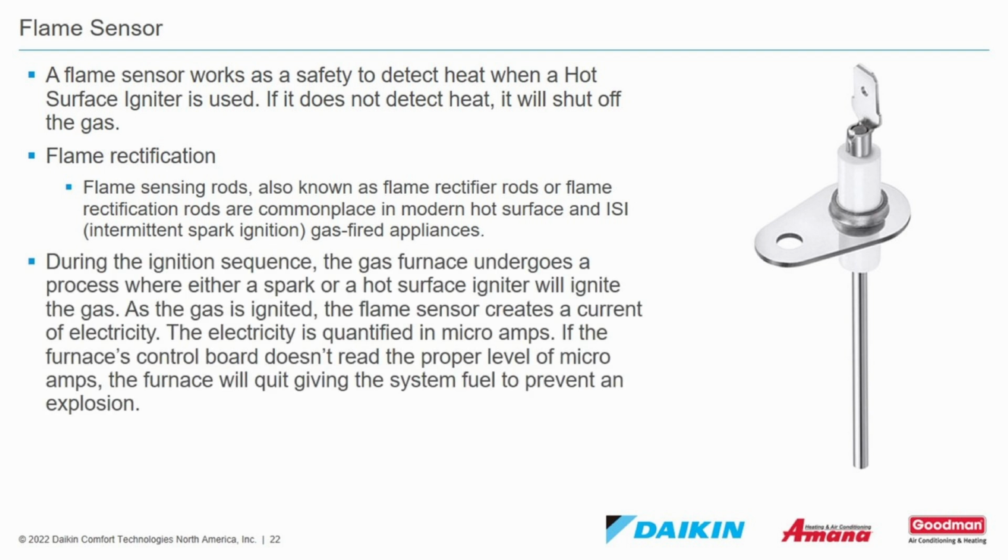During the ignition sequence, the gas furnace undergoes a process where either a spark or a hot surface igniter will ignite the gas. As the gas is ignited, the flame sensor creates a current of electricity. The electricity is quantified into microamps. If the gas furnace's board does not read the proper level of microamps, the furnace will quit giving the system fuel to prevent an explosion.